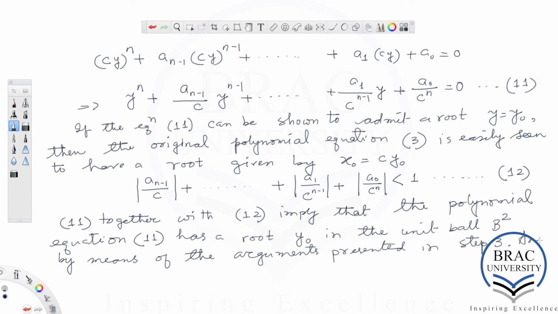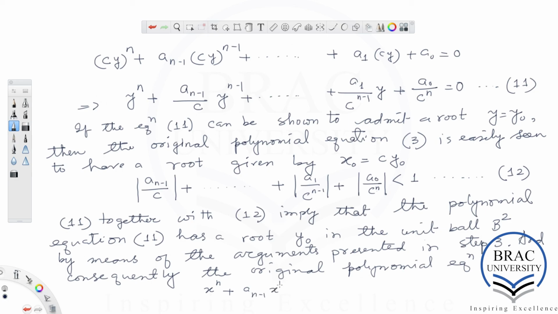And consequently, the original polynomial equation, which we write again, which is equation number 3, x to the n plus a n minus 1 x to the n minus 1, all the way up to a1 x plus a0 set to 0, this equation admits a solution given by x0 is equal to c times y0. Okay, QED. Okay, this completes the proof of the fundamental theorem of algebra.